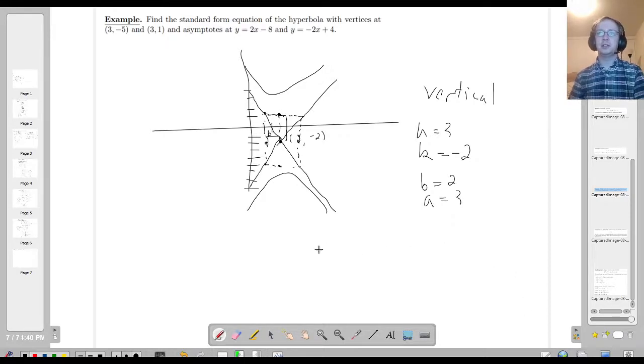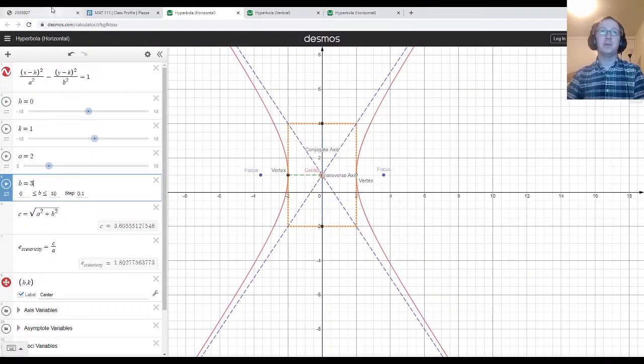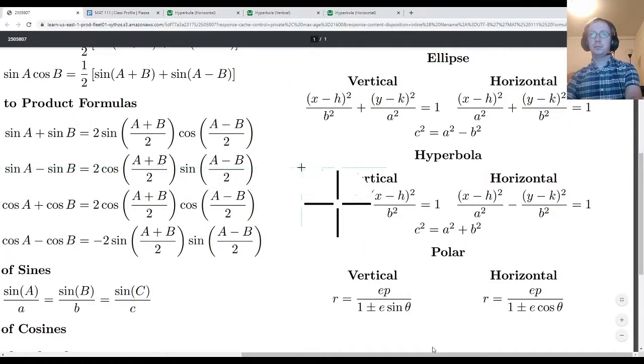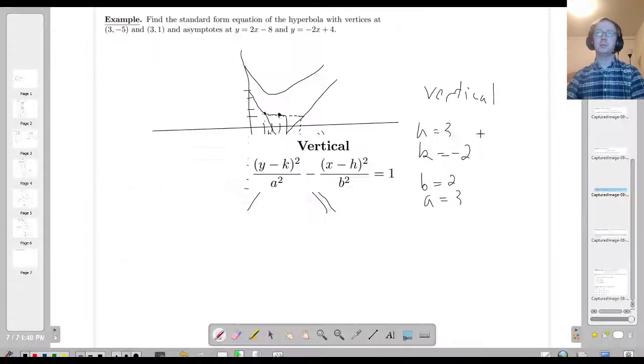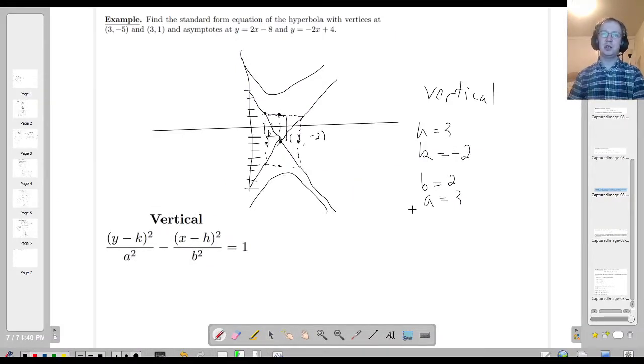So let's put all that together. Let's grab the equation for a vertical hyperbola and just fill in my 4 pieces of information. Okay, so there's the equation. If I fill things in, I've got y minus -2 squared over a squared minus x minus 3 squared over b squared equals 1.